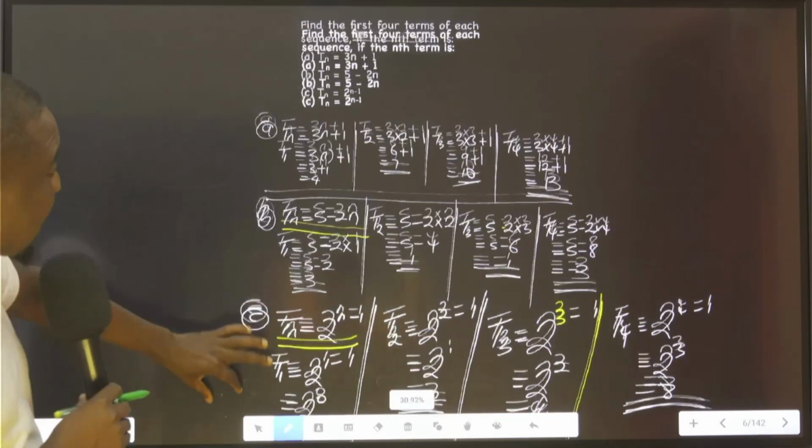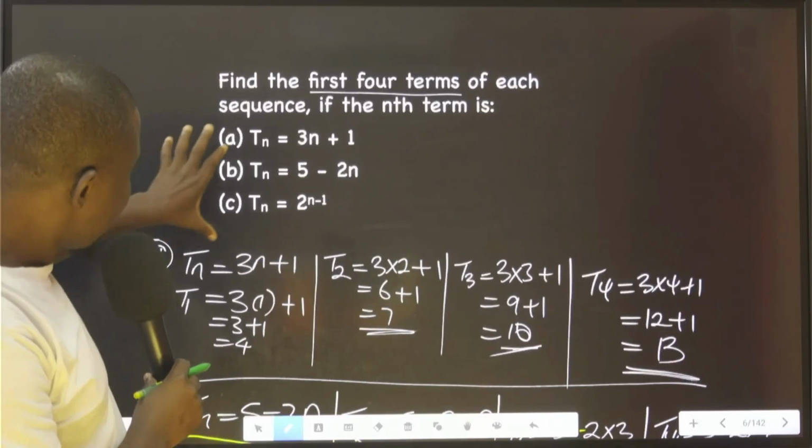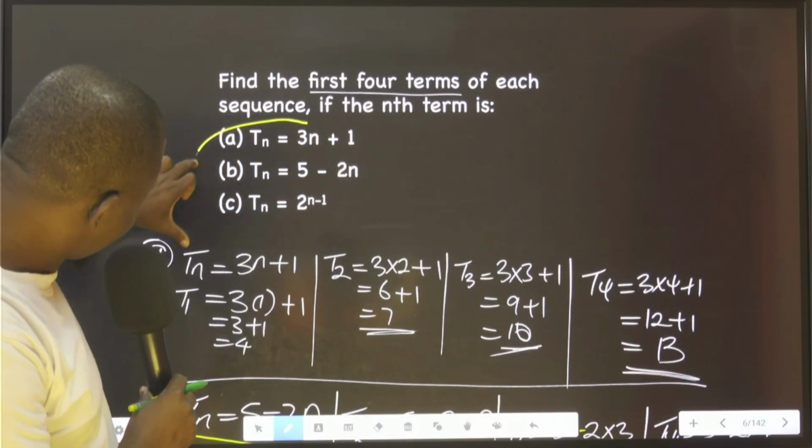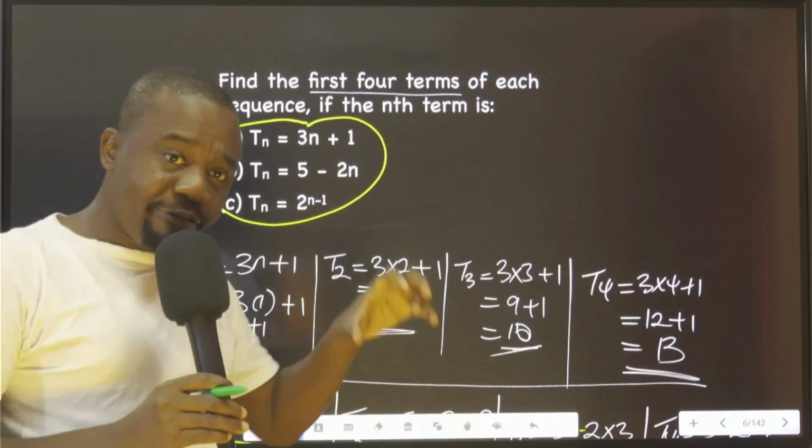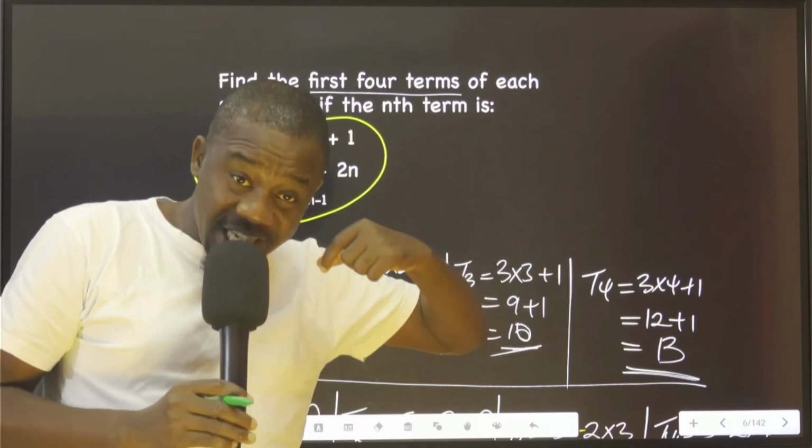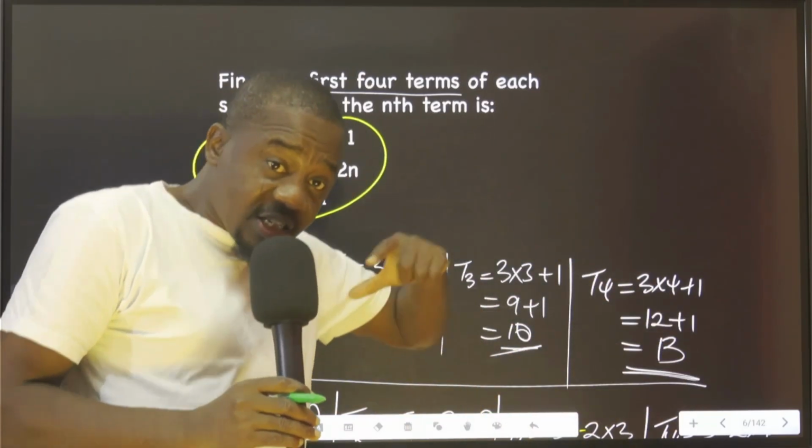Hope you understand how to use the n term. The n term, these are the n terms, which is the formula for the sequence to generate the terms of the sequence. Okay?